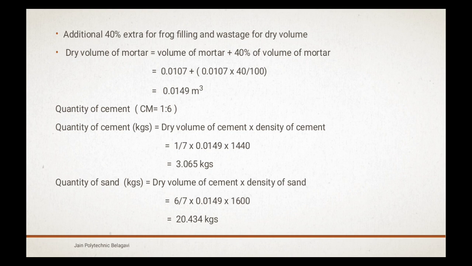Quantity of sand in kgs is equal to dry volume of mortar into density of sand. So 6 parts of sand divided by 7 into 0.0149 into 1600, which is the density of sand. So quantity of sand in kgs is 20.434 kgs. Thank you.